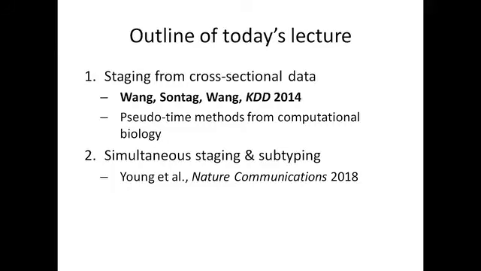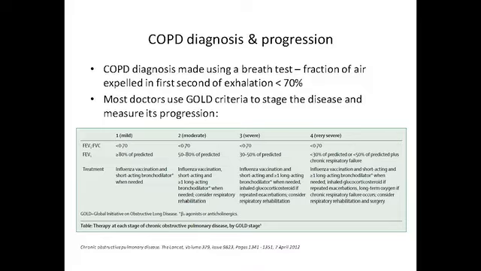So I'll begin with one case study coming from my own work, where we developed an algorithm for learning from cross-sectional data. And we evaluated it in the context of chronic obstructive pulmonary disorder, or COPD. COPD is a condition of the lungs, typically caused by air pollution or smoking. And it has a reasonably good staging mechanism.